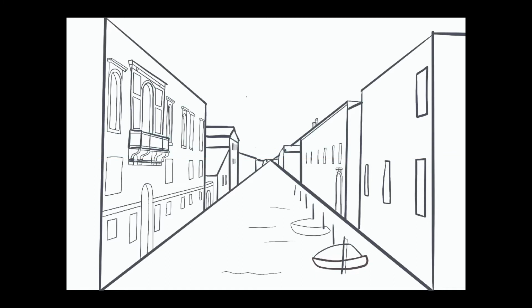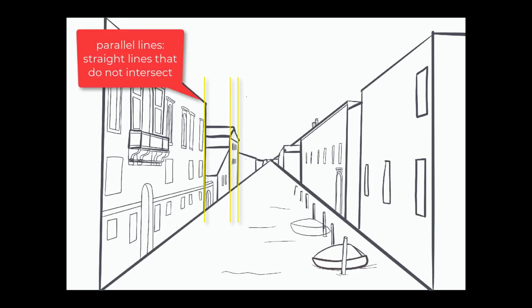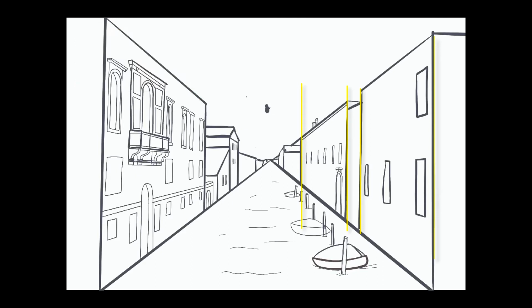So in addition, a really important term is something called parallel lines. So parallel lines are lines that don't intersect, right? They're in the same position, they are parallel to one another. So next to one another without crossing.